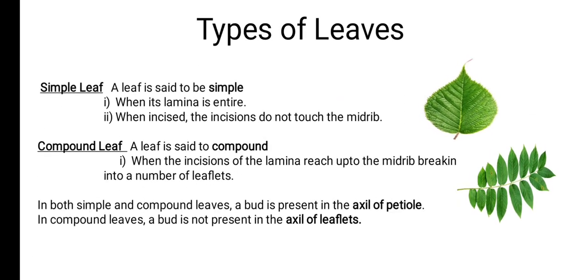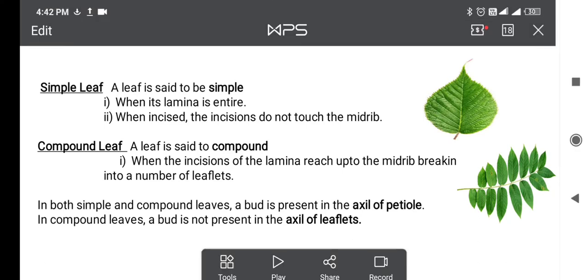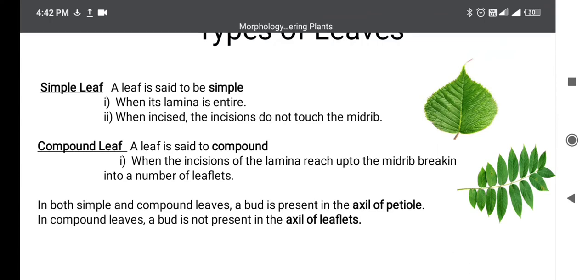Now we are going to learn in detail about the types of leaves. Leaves are categorized into two, a simple leaf and a compound leaf. A leaf is said to be simple when its lamina is entire. Look at this lamina of this leaf. Its lamina is complete.